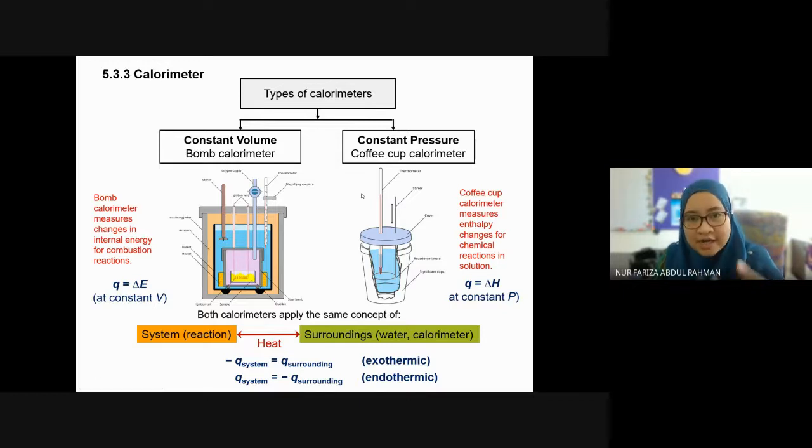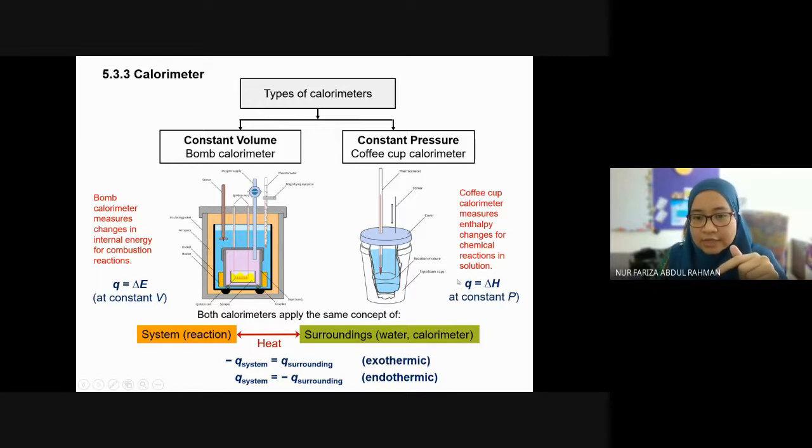If the question mentions that the coffee cup calorimeter is used, you should know that we will be calculating for the Q. So for Q, it can be endothermic, it can also be exothermic. But for the bomb calorimeter, it can only be an exothermic reaction because the device is designed for an exothermic reaction. But for the coffee cup calorimeter, it can be both, endothermic and exothermic.